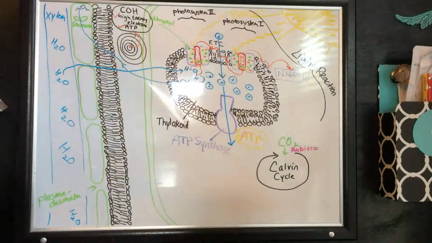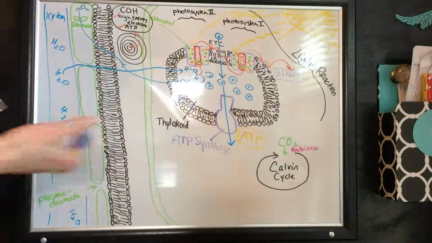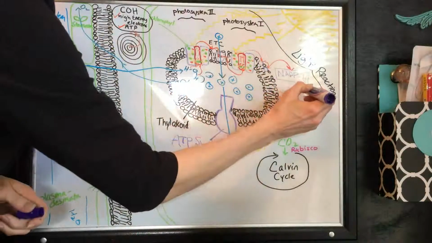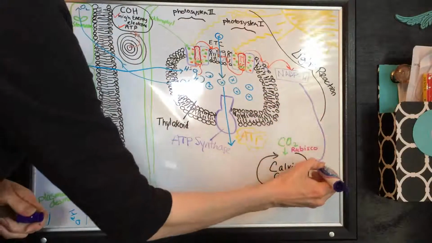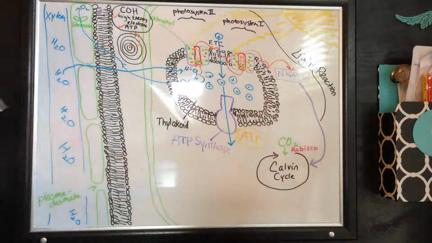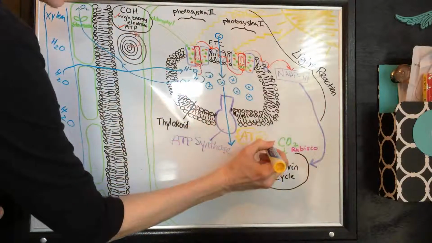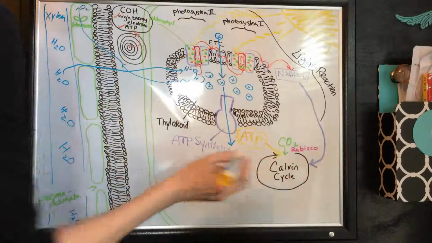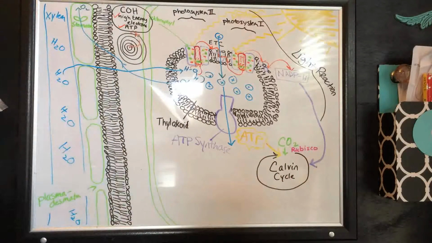We need our high energy electrons. Well, where do we get them? We simply get them from the NADPH we made during the light reactions. Boom. And we need some ATP. Well, we can get that too from the light reactions. So the ATP that's produced also goes into the cycle. And the Calvin cycle actually turns once per carbon dioxide. So to make a glucose, it would have to turn 6 times.